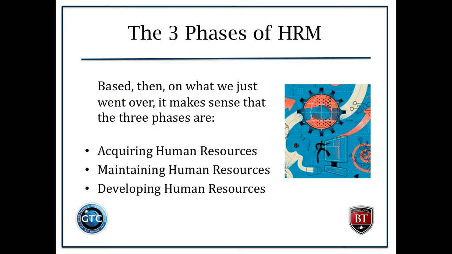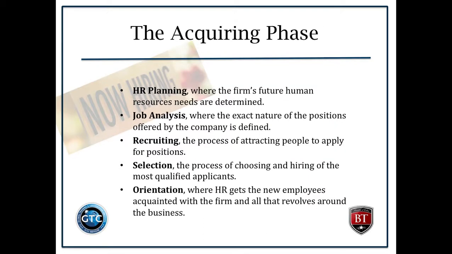So based on what we just talked about then, it makes sense that the three phases of the HRM program are acquiring human resources, maintaining human resources, and developing human resources. The first phase, the acquiring phase, consists of 5 sections. As you can see on your screen: HR planning, job analysis, recruiting, selection, and orientation. And, logically it makes sense that these are part of the acquiring phase.